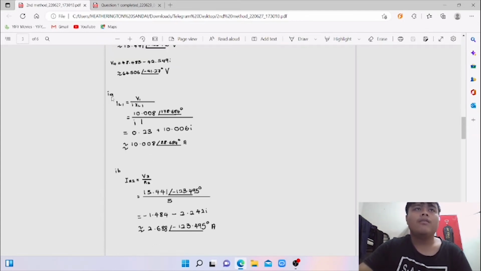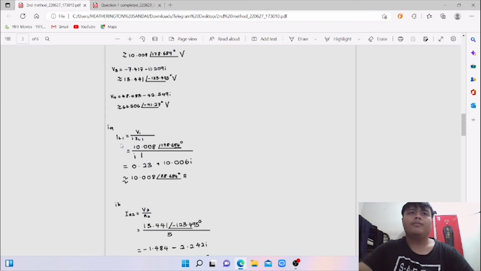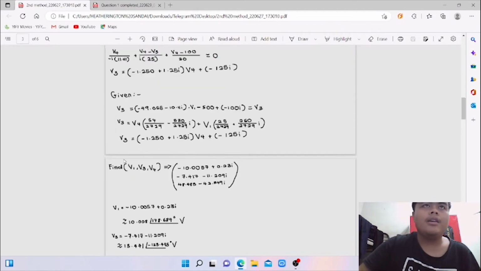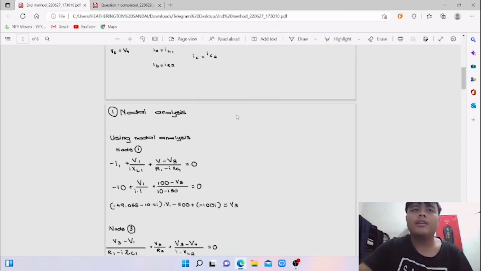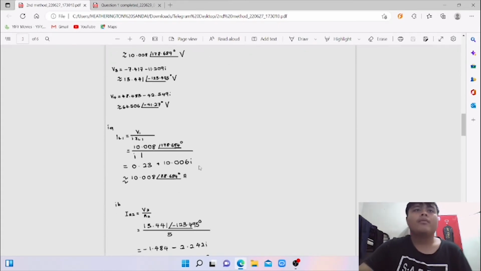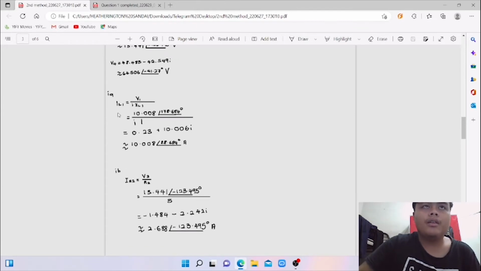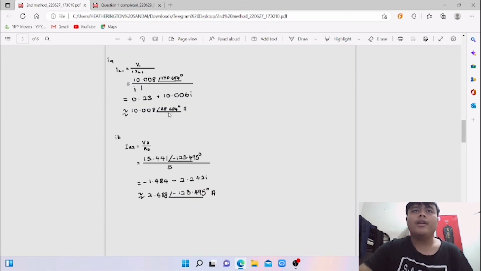For IA, the current in A, it means it's in here, B and then C. In an inductor, capacitor, resistor and capacitor, right? Inductor, capacitor, I'm sorry. This one is the current in the inductor. So I calculate here, and this is the final answer, 10.008 at 8.684 degrees ampere.